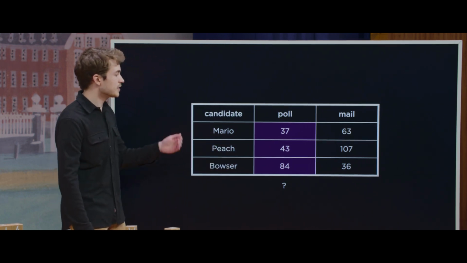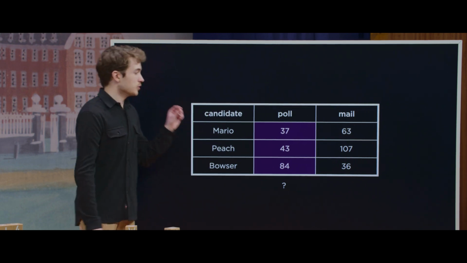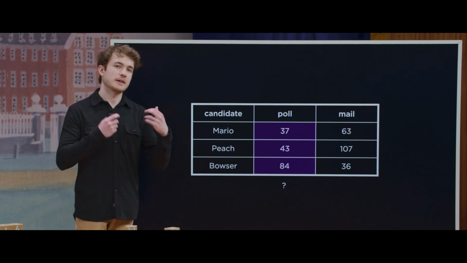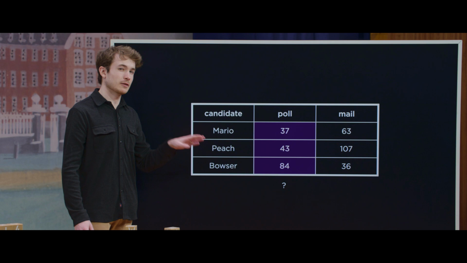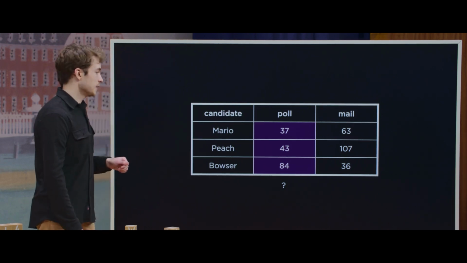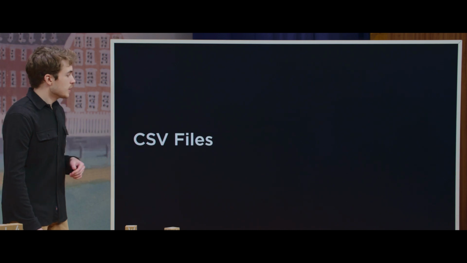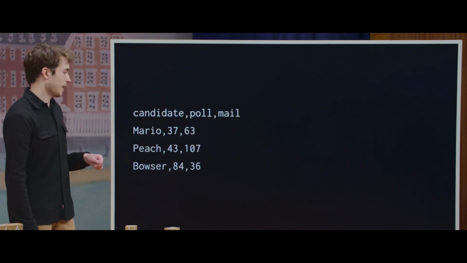But R, at least immediately, doesn't give us a way to represent a table exactly like this. If you want to store this data kind of long term, you'll need to do so in a file. And one popular way of representing data like this inside of a file is to use a CSV file, or a comma-separated values file. So here is the same representation of that data, but now as a CSV file.